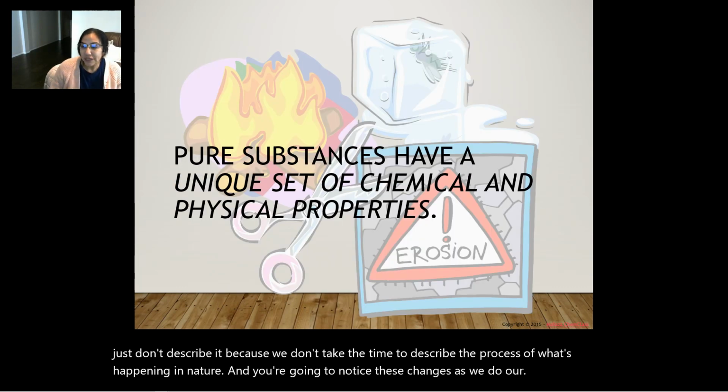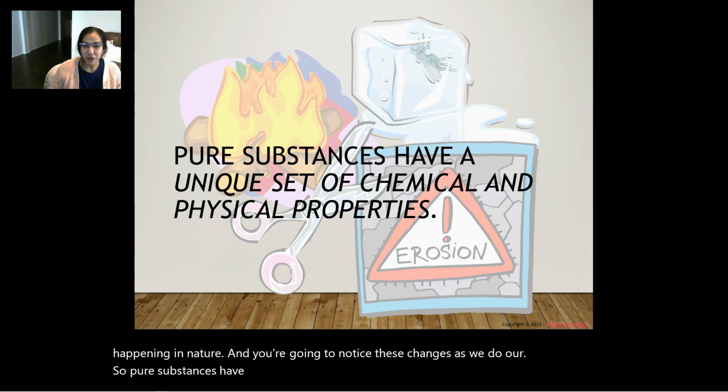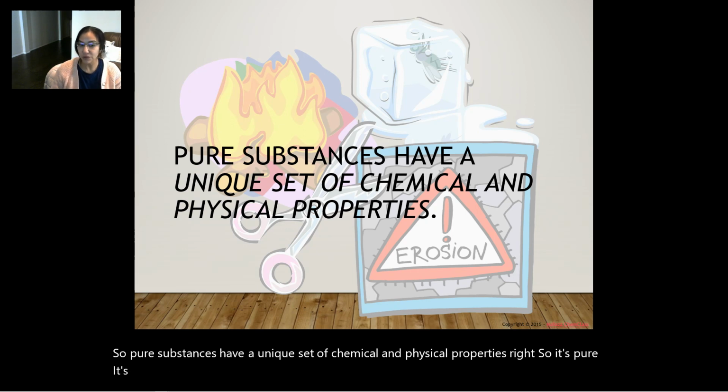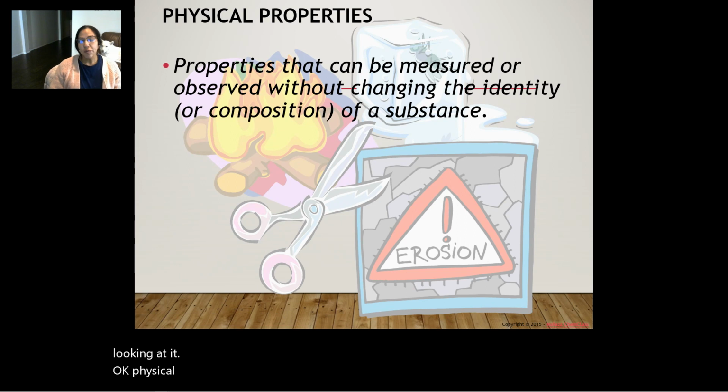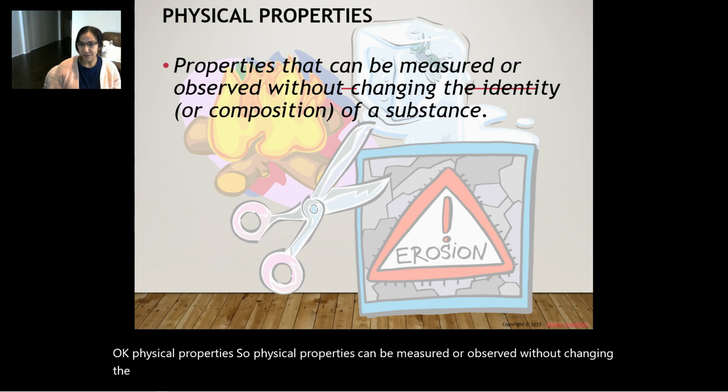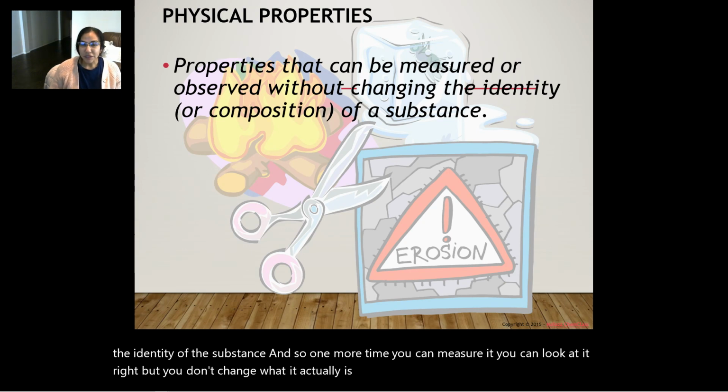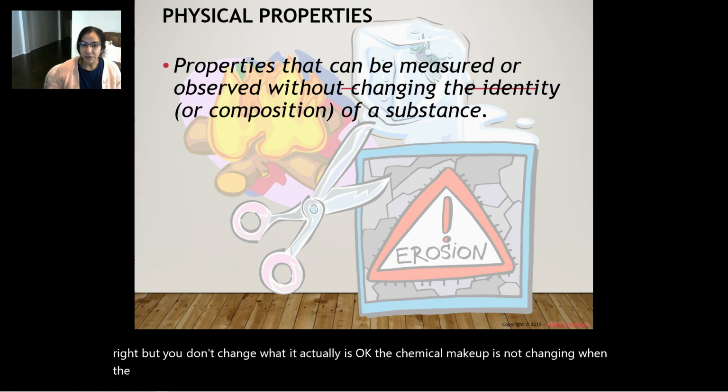Okay. So pure substances have a unique set of chemical and physical properties, right? So if it's pure, it's very unique to itself. You could tell what something is most of the time by just looking at it. Okay. Physical properties. So physical properties can be measured or observed without changing the identity of the substance. Okay, so one more time, you can measure it, you can look at it, right? But you don't change what it actually is. Okay, the chemical makeup is not changing when the properties are observed.